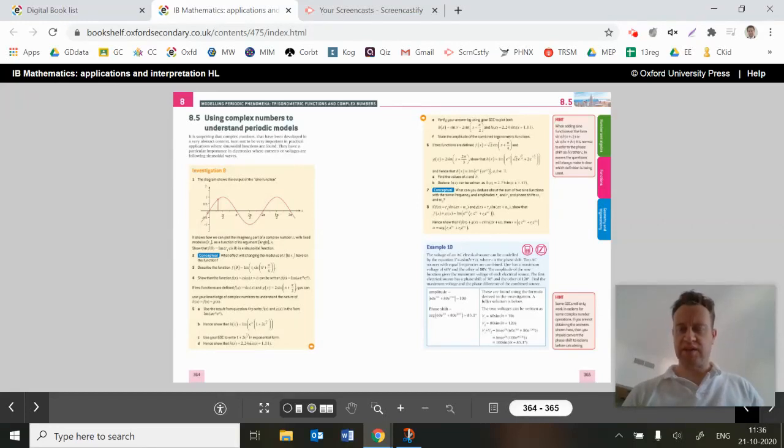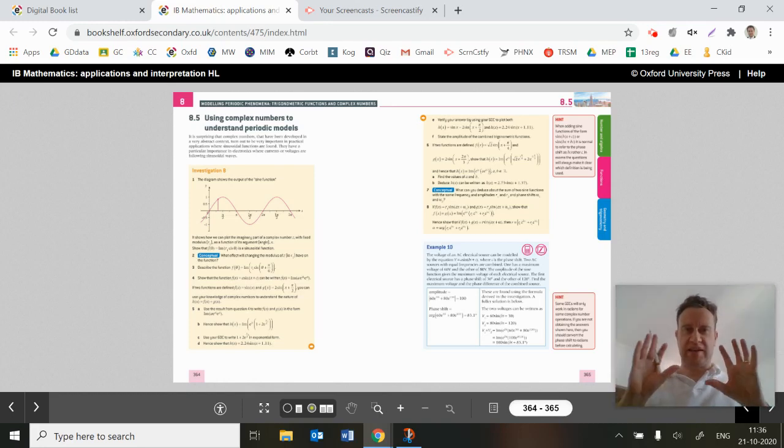Hi there guys, so this is 8G, and this is using complex numbers and matching the ideas of complex numbers up with trigonometry. Now this is a difficult double page to get your head around, and there's no little box at the end of it, no pink box that says this is what you should learn. There's a little hint to the side, but there's just an investigation. So the investigation is really worth doing here.